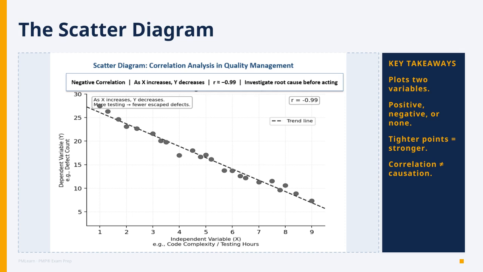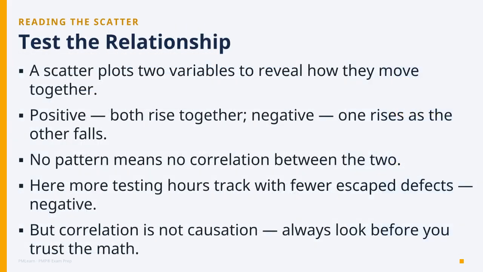But the caution you must carry, and the exam loves this, is that correlation is not causation. The scatter tells you two things move together. It does not prove one causes the other. Let's read that fully. Reading the scatter. Testing a relationship without overclaiming.